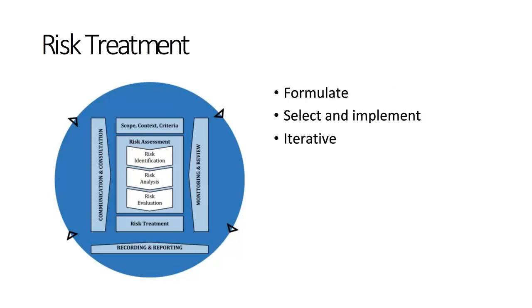The purpose of risk treatment is to select and implement risk management options. Risk treatment involves an iterative process of formulating and selecting risk treatment options, planning and implementing the risk treatment, and then assessing the effectiveness of that treatment, deciding whether the residual risk is acceptable, and if it is not acceptable, taking further treatment options.